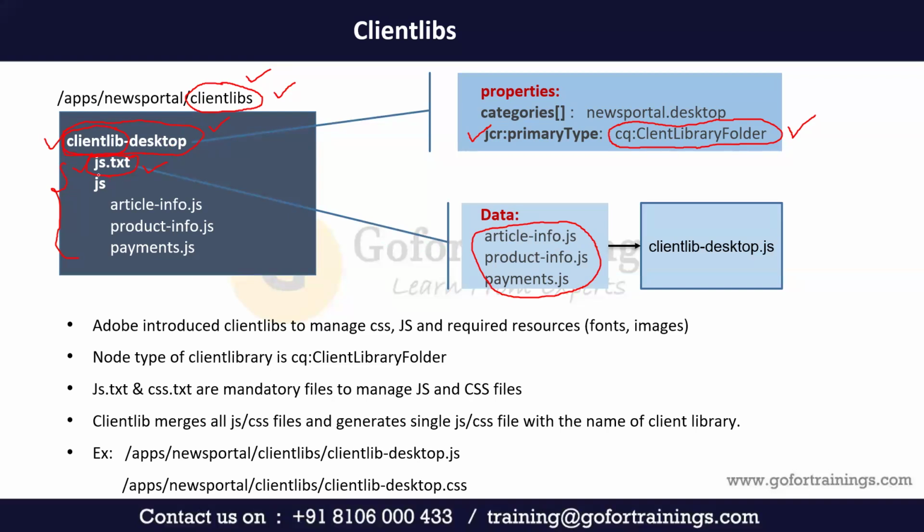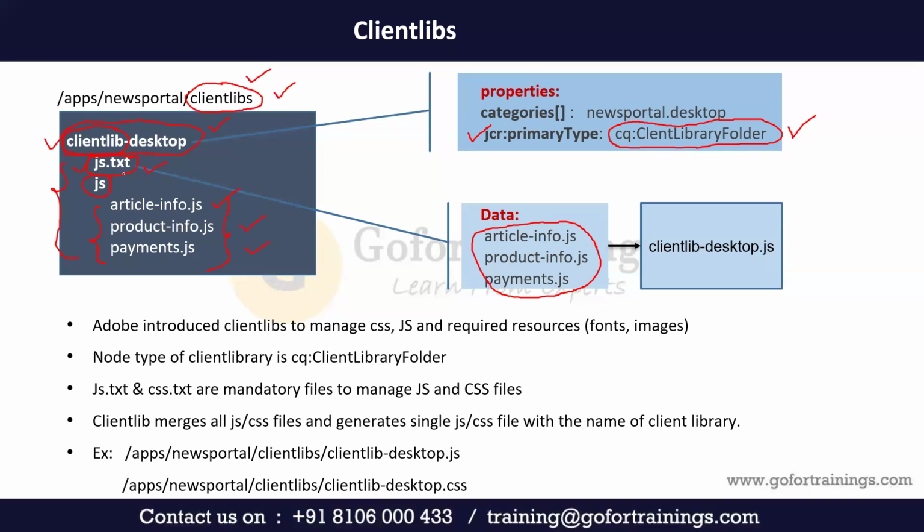There is one more folder called js. This is an optional folder. We can create the JavaScript files within the js folder or even outside of it, but it is recommended to create one JavaScript folder within the client library and place all the JavaScript files there. Here article-info.js, product-info.js, and payments.js are all JavaScript files, and these file names we have to mention in js.txt. This step is very important.